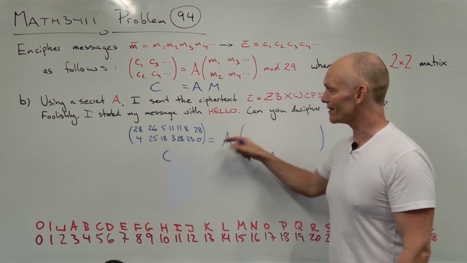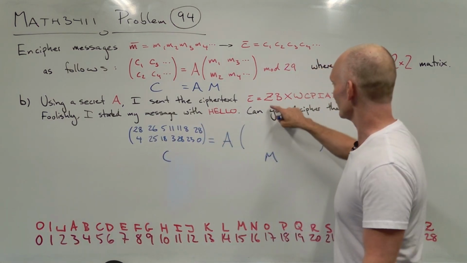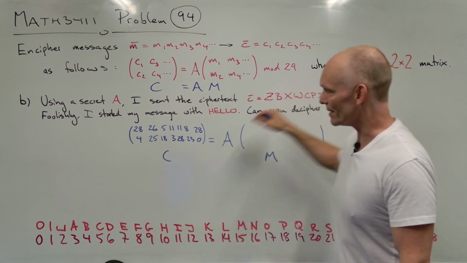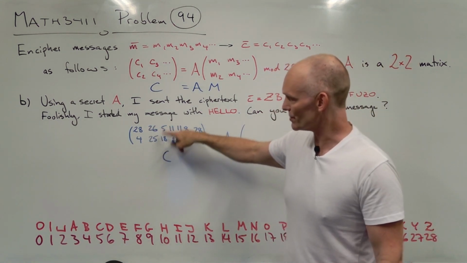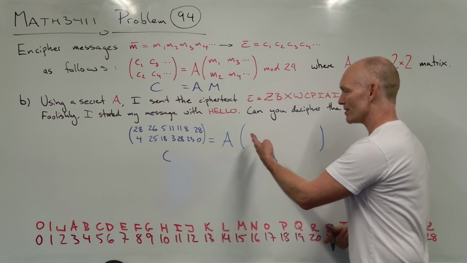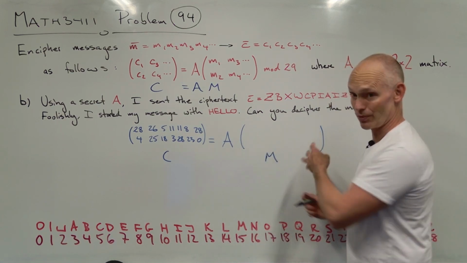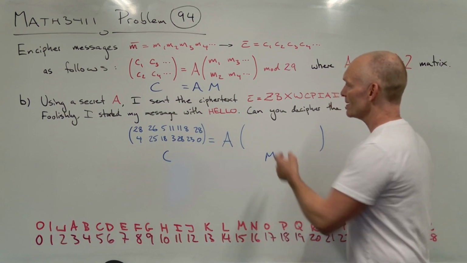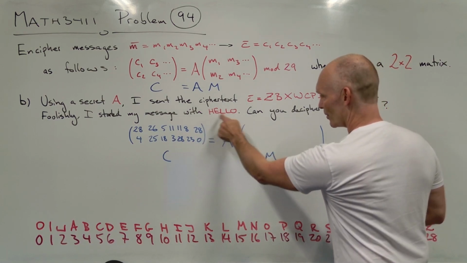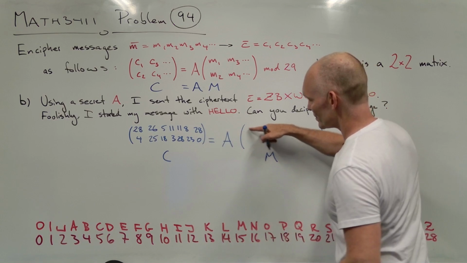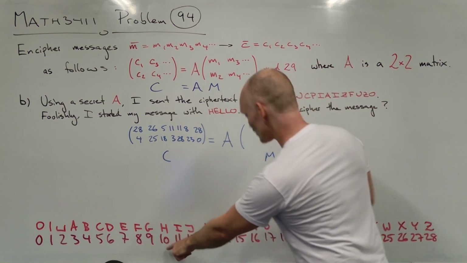Here I've written up the numbers that correspond to Z, B, X, and so forth. And over here, I've got the numbers that correspond to the message, the numbers that I want to try to find. And I know that the message starts with hello. So the first number that goes there is the one that corresponds to H, which is 10.